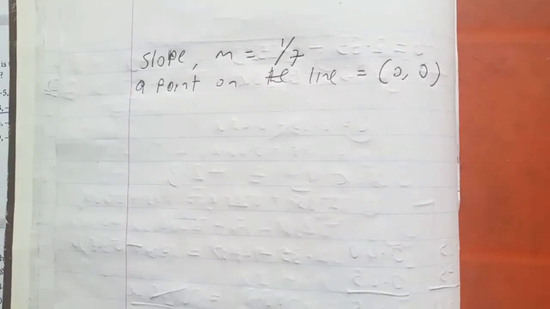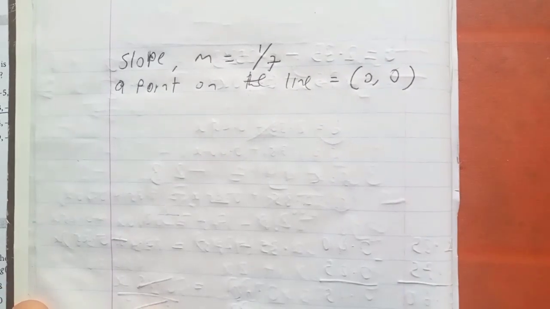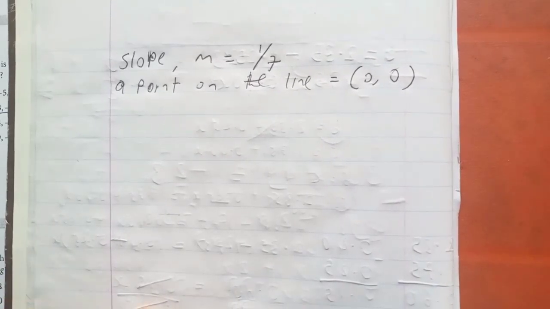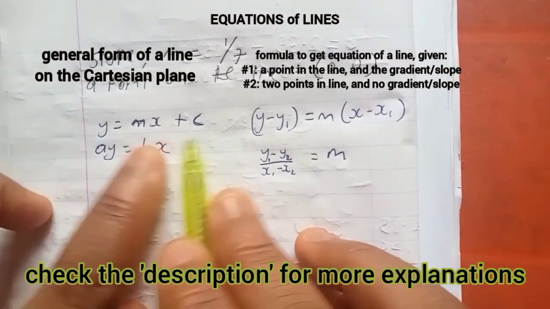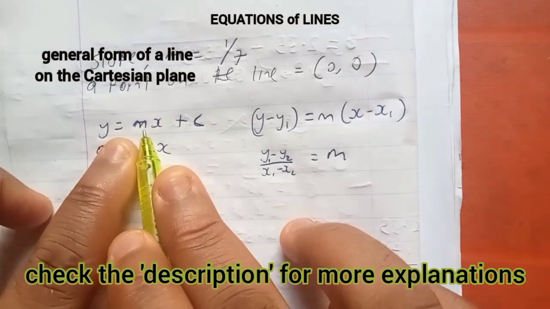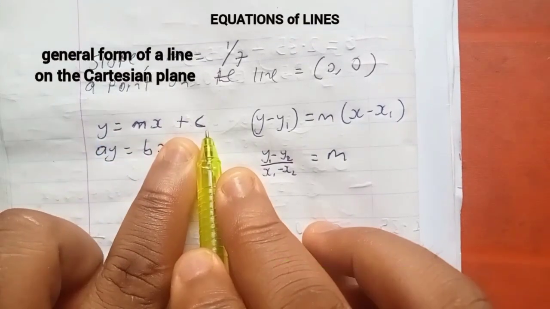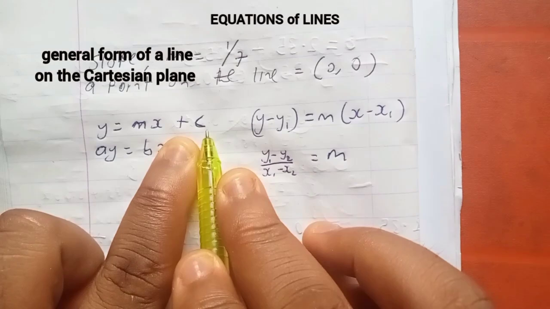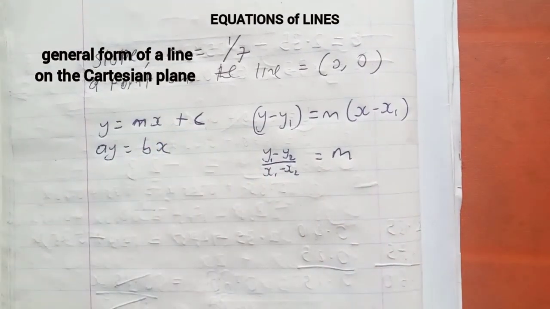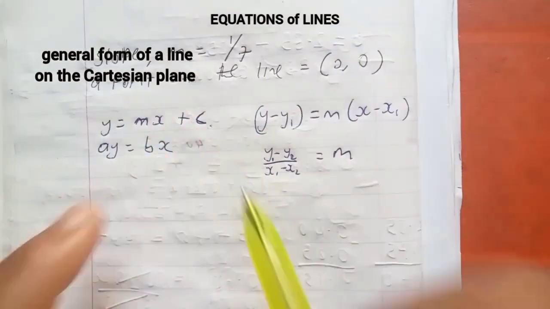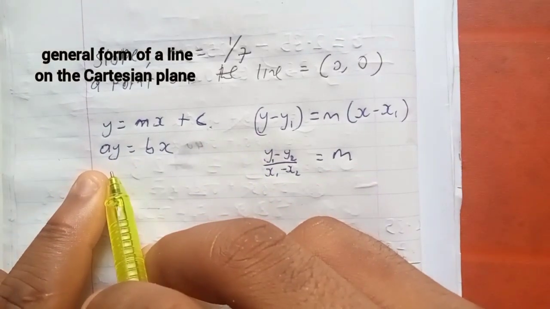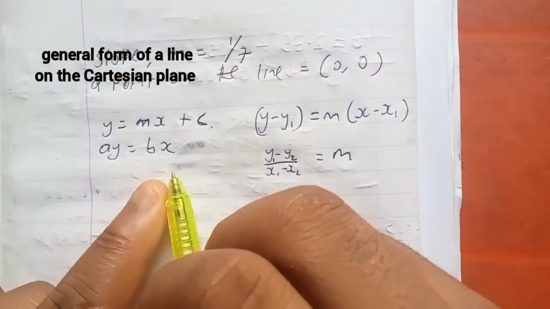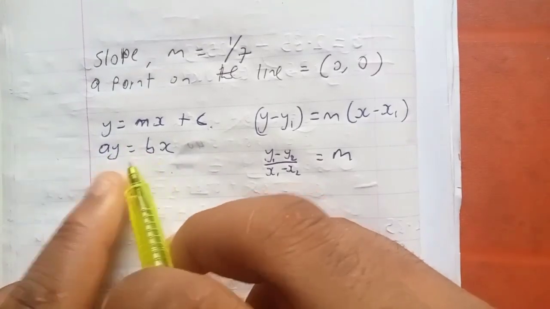Let's solve. From the question, we know that the slope of the line, m, is equal to 1 over 7, and a point on the line is the origin, (0, 0). The general form of a line is y = mx + c. y and x are variables, m is the slope of the line, and c is the y-intercept, or as some may call it, the constant of the equation. But in this question, c will be 0 because it passes through the origin. So the general form for a line that passes through the origin should be ay = bx, where a and b are constants, while y and x are the variables of the line.